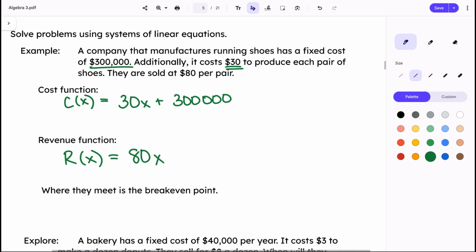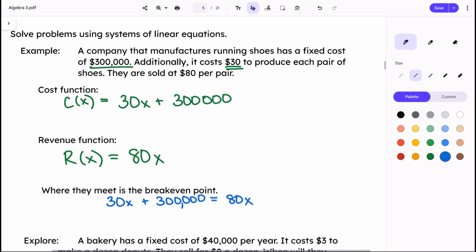They want to know where's the break-even point. How many pairs of shoes does this company need to produce and sell in order to break even and be 0 equals 0? To do that, you're going to take these two equations that we wrote, set them equal to each other, and solve for x. So we're going to take 30x plus 300,000, and we're going to set that equal to 80x.